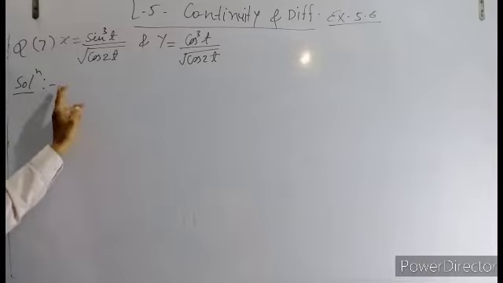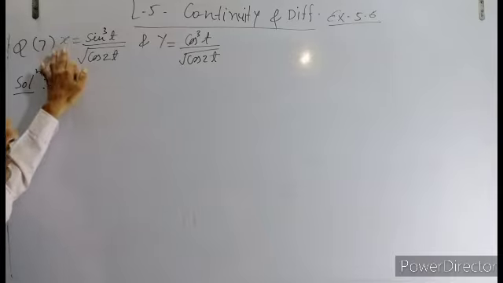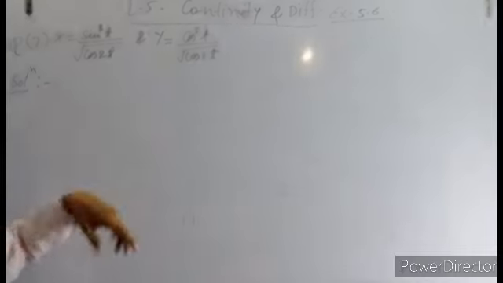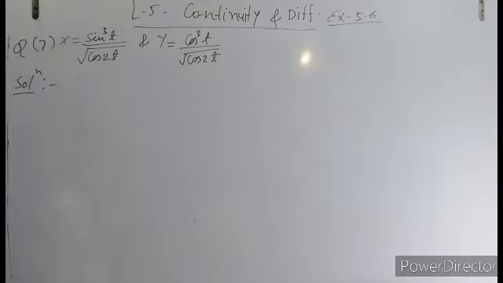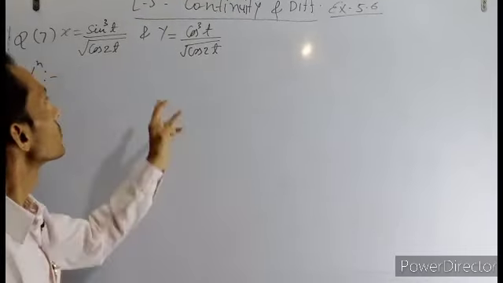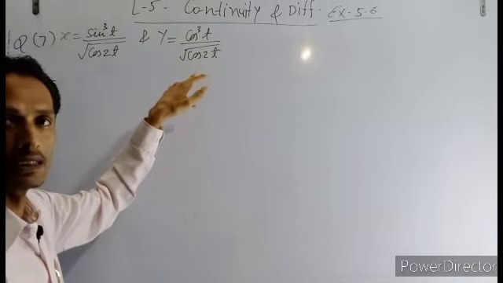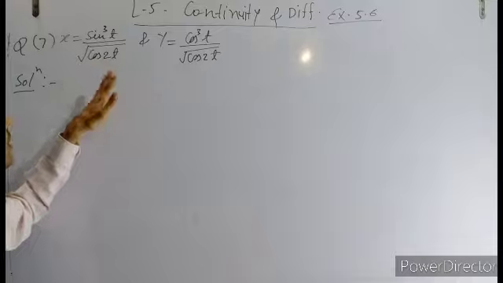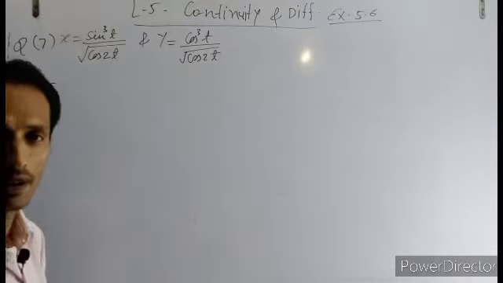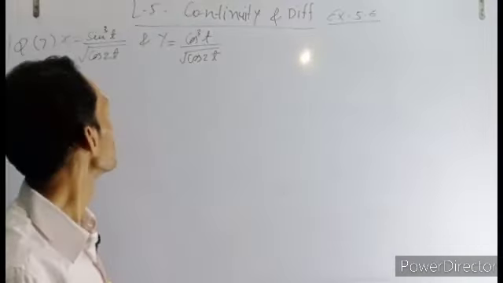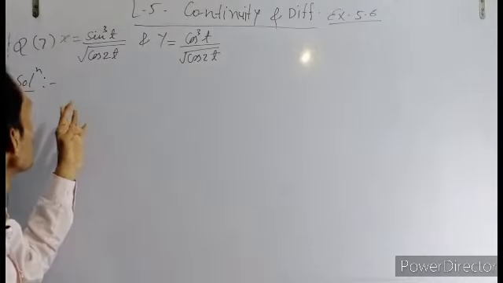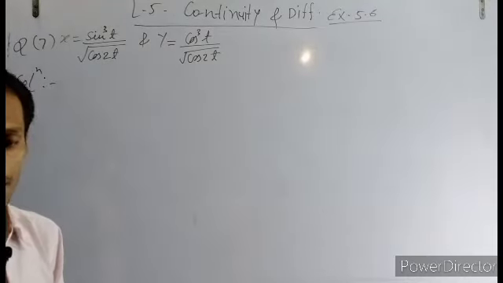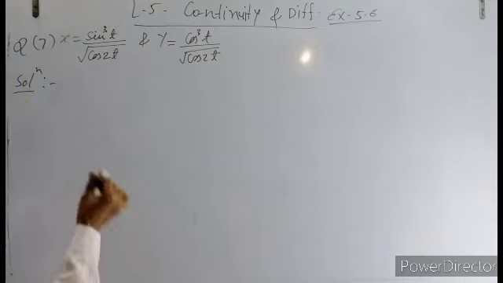So first do one by one. First take x. You know that we have to find dy by dx. How can we find dy by dx? First you find dy by dt, and second dx by dt. In this way you can find dy by dx by dividing both derivatives. So let's come to the first part, the derivative of x with respect to t.